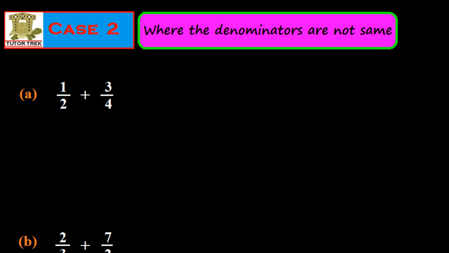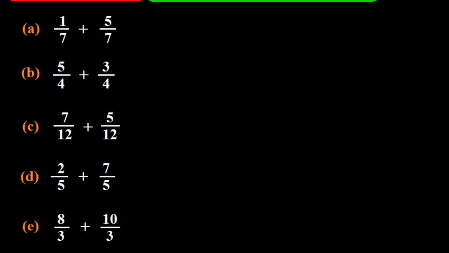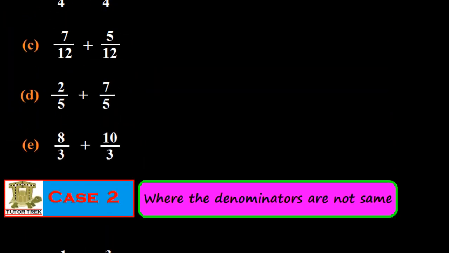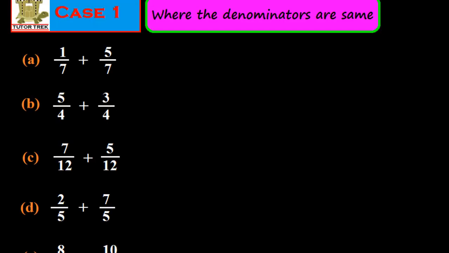Here you see, I will explain first. The denominators here are 7 in question A, here is 4; the same denominators are there in each question. Here is 12, 12, 5, 5, 3, 3. And in the other ones the denominators are not same. Here is 2 and in the second fraction we have 4 as denominator. Here also 3 and 2. In this way we have classified the fractions in two ways, where the denominators are same and where the denominators are not same. First I explain how we add fractions which have same denominators.